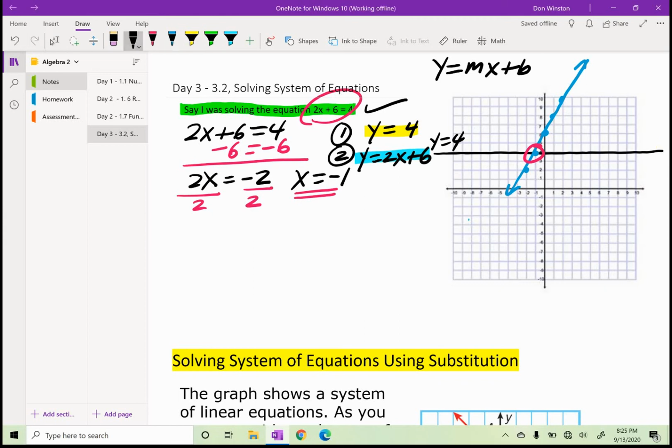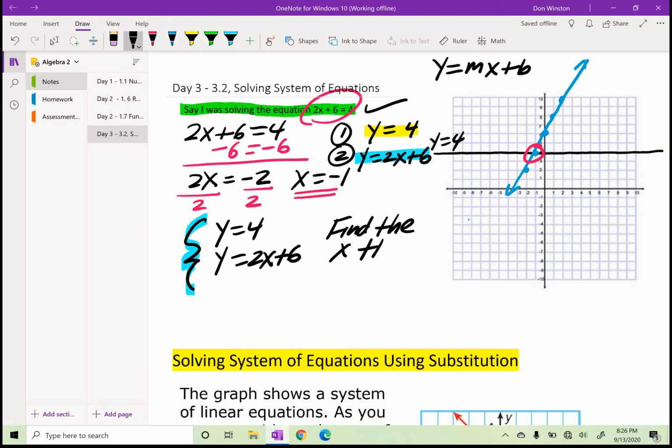And that's what we're going to be doing today. We're going to be solving a system of linear equations. I'll write the formal notation for that, and we use this curly bracket. The equations we were actually solving were y equals 4, and y equals 2x plus 6. That curly bracket really means this: find the x that makes the y's equal.